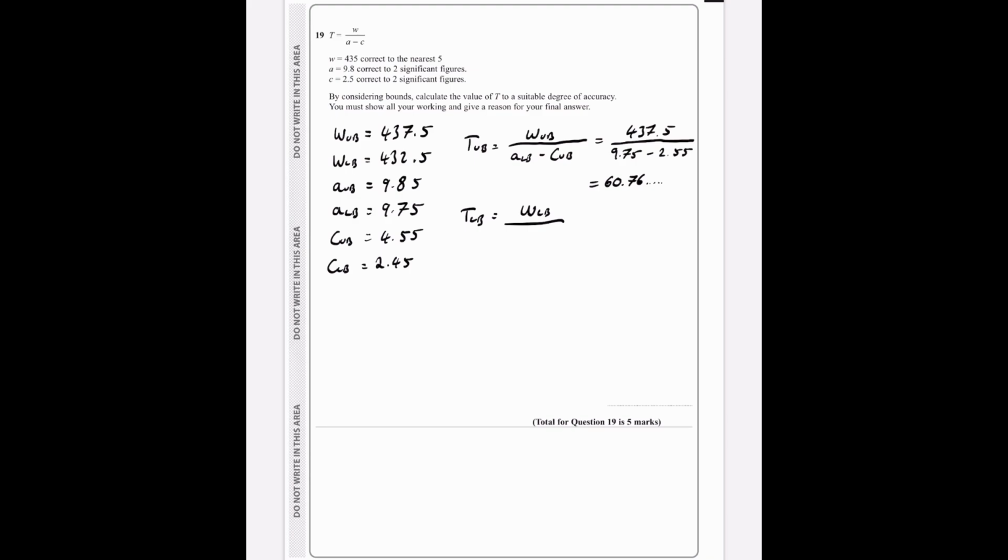For the lower bound of T, we're reversing all three of those, so I want W to be as small as possible, because that's going to keep T as small as possible. I'm going to divide by as big as possible, so we're going to divide by the upper bound of A, but take away the lower bound of C, so 432.5 all over 9.85 minus 2.45. Comes out as 58.4, etc. So now I'm looking at those two, we've got to round that to, what do they both round to? Well, one significant figure is all that they round to in common, so they're going to round to 60. So 60 is my answer.